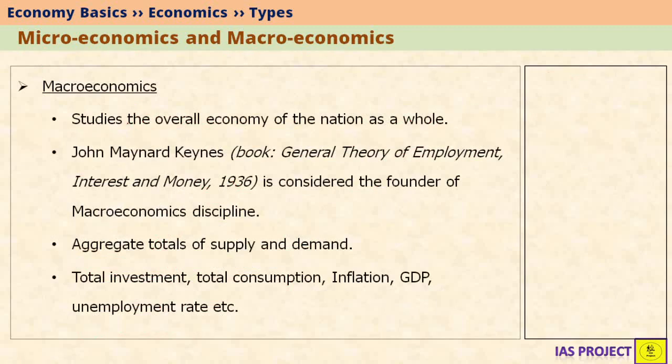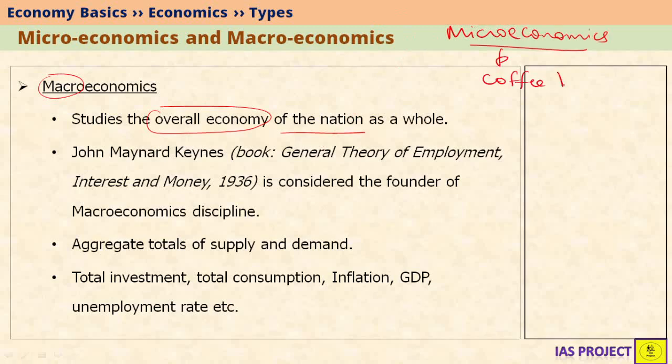Let's look at what macroeconomics is. As we have seen, macro means large. Macroeconomics studies the overall economy of the nation as a whole. In the previous example, production of coffee in Karnataka is studied by microeconomics and not macroeconomics. Why? Because coffee is just one product, it is not the overall economy. And moreover, Karnataka is only one state, not the entire nation. So coffee production in Karnataka, tea production in Assam, and rice production in, let's say, West Bengal are studies conducted by the microeconomics field. However, if someone were to study overall economic aspects of an entire nation like India, it belongs to macroeconomics.